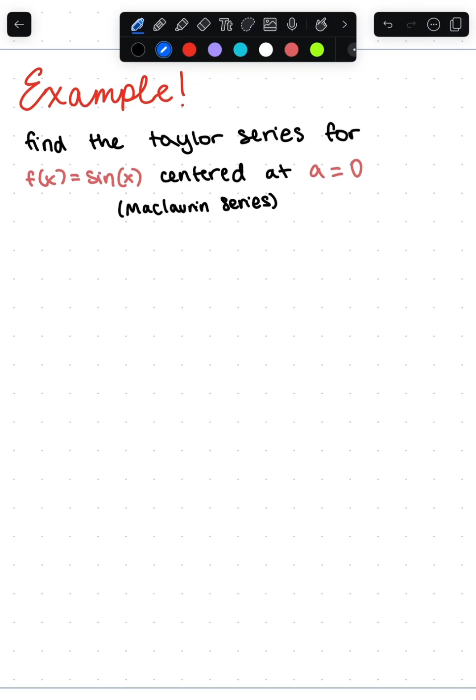So let's get started with this example. We are going to find the Taylor series for f of x is equal to sine of x centered at a is equal to 0. When the center is 0, this is also known as the Maclaurin series. So first we are going to find the first 4 derivatives of sine of x.